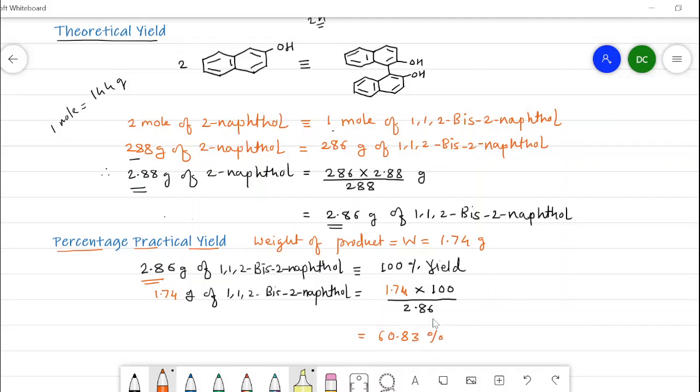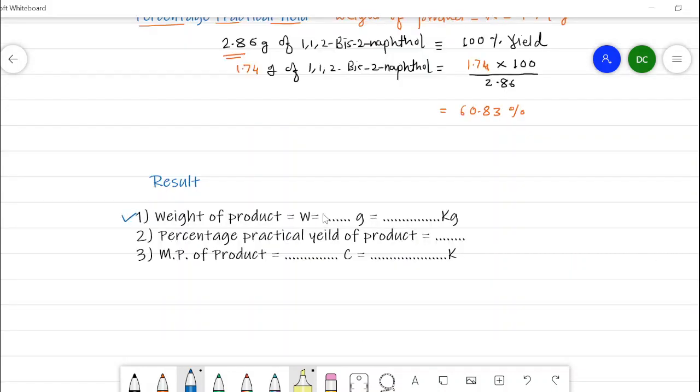Now we will see the result of this practical. First result, the weight of the product, is 1.74 gram or 1.74 into 10 raised to minus 3 kilogram. The percentage yield is 60.83%, and the melting point of the product is around 214 degrees Celsius, which is nothing but 487 Kelvin. So this is all about the organic preparation, the fourth, that is preparation of bis 2-naphthol, which has more importance in organic synthesis.